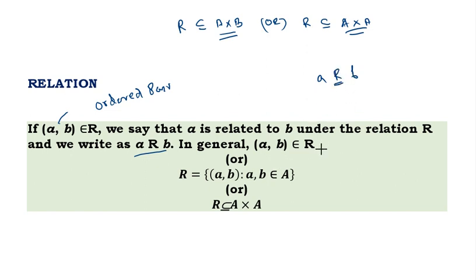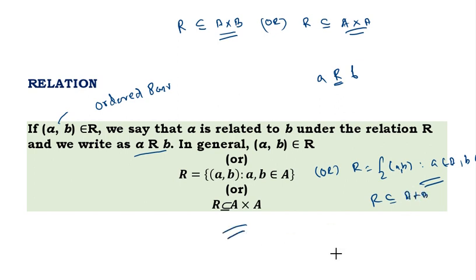So in general, (a, b) belongs to R. Or in set builder form, the representative element of every relation is an ordered pair (a, b). For a relation defined in a single set, (a, b) belongs to A cross A. For a relation defined between two different sets, the set builder form is the set of elements of the form (a, b), an ordered pair in which a is an element of A and b is an element of the set B. This is also a representation of a relation, or R is a subset of A cross B. So this is generally an introduction of relation.